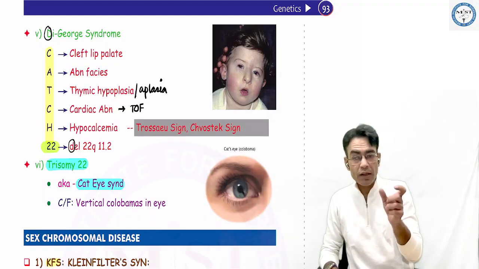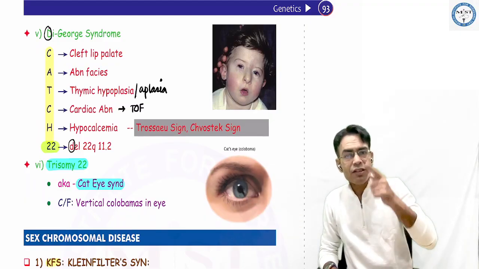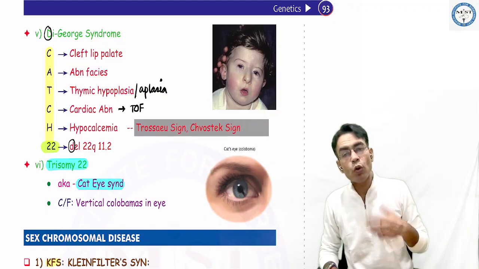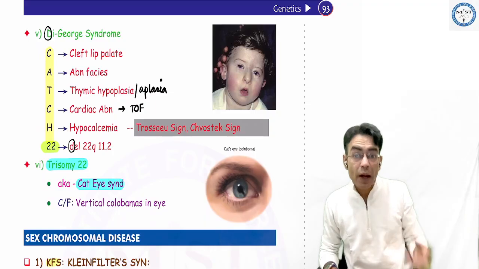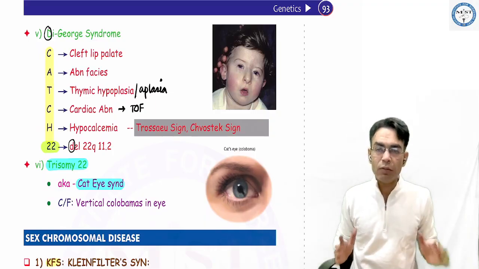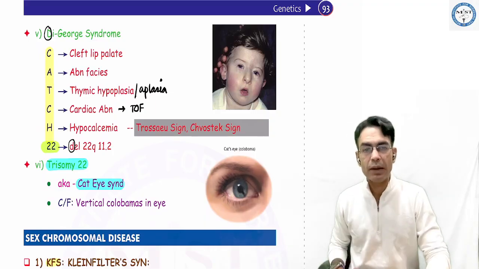So these are autosomal disorders. And if they ask you where cleft lip and cleft palate is more commonly seen, leave it, the most common trisomy overall is 21. So in Down syndrome you will see the most common cleft lip and cleft palate.